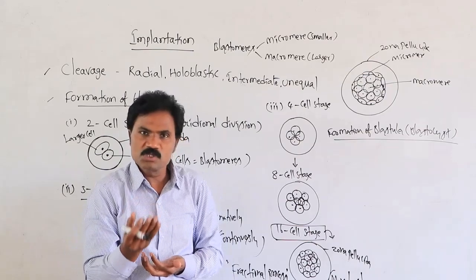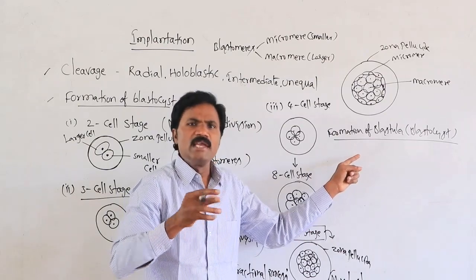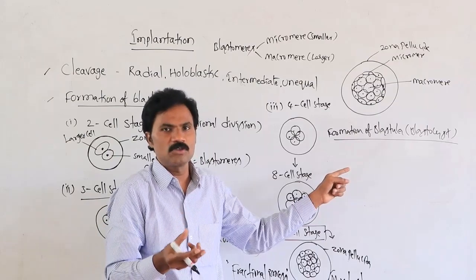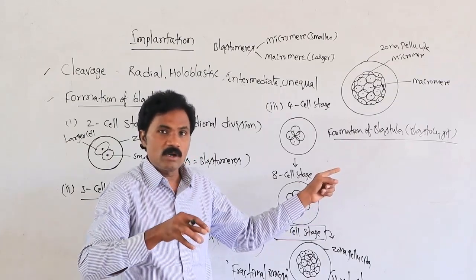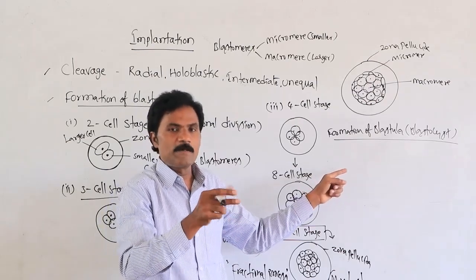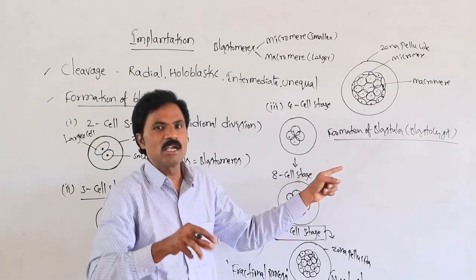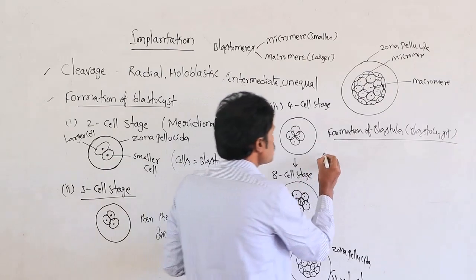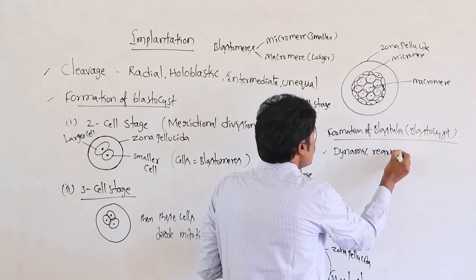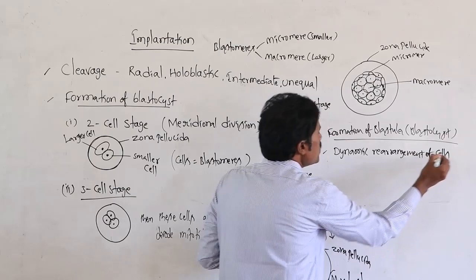After the 64 cell stage, the blastula, the blastocyst, is a dynamic process. Why is it a dynamic process? Because of the different types of differentiated cells, there is dynamic rearrangement of cells due to the formation of the blastocyst. This is the dynamic rearrangement of blastomeres.